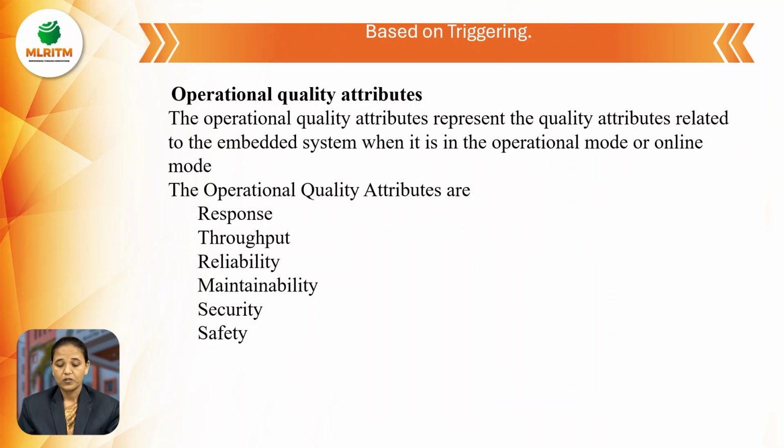Let's see the first, the operational quality attribute. The operational quality attributes represent the quality attributes related to the embedded system when it is in operational mode or online mode. The operational quality attributes are response, throughput, reliability, maintainability, security, and safety. These all are the operational quality attributes.